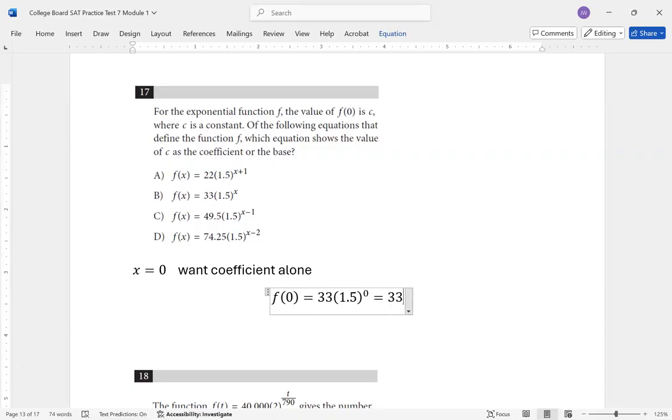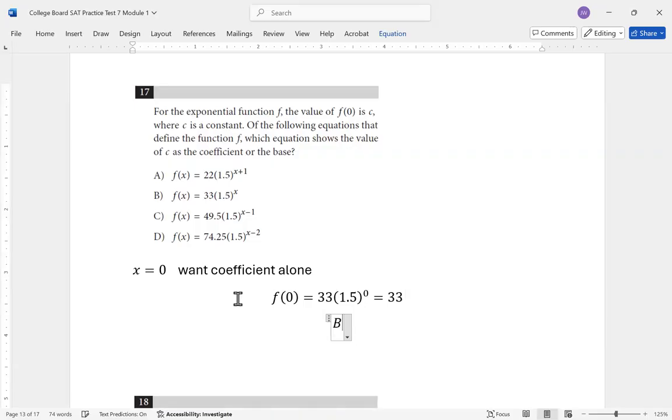So the only way I get the coefficient alone is in option B. So the function in option B is the only one that works. In every other case, all three of these other cases, I'd get the coefficient multiplied times the base, or multiplied times the base to a power other than 0.